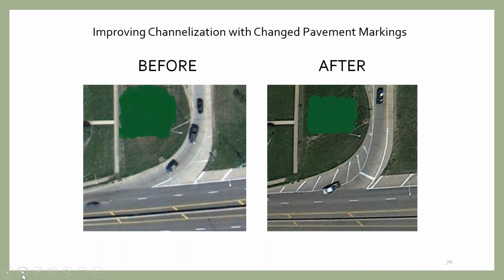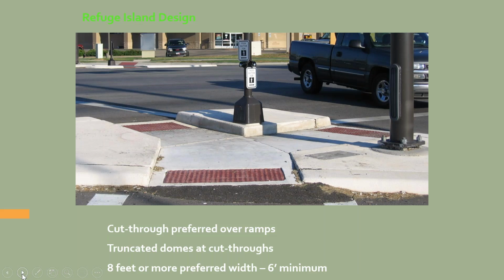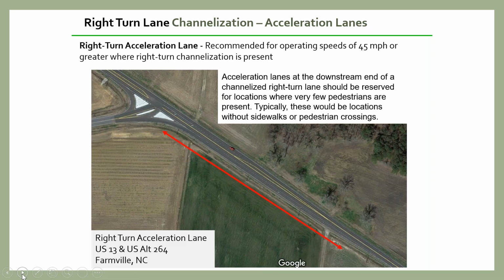So here's a good example of a before and after comparison where the actual pavement didn't change, but the pavement markings were used to help create that more modern effect. And for the refuge island design, things like cut-throughs can help visually impaired pedestrians find their way, making sure that we use accessible designs on our refuge islands. These are all good examples of good pedestrian refuge areas.